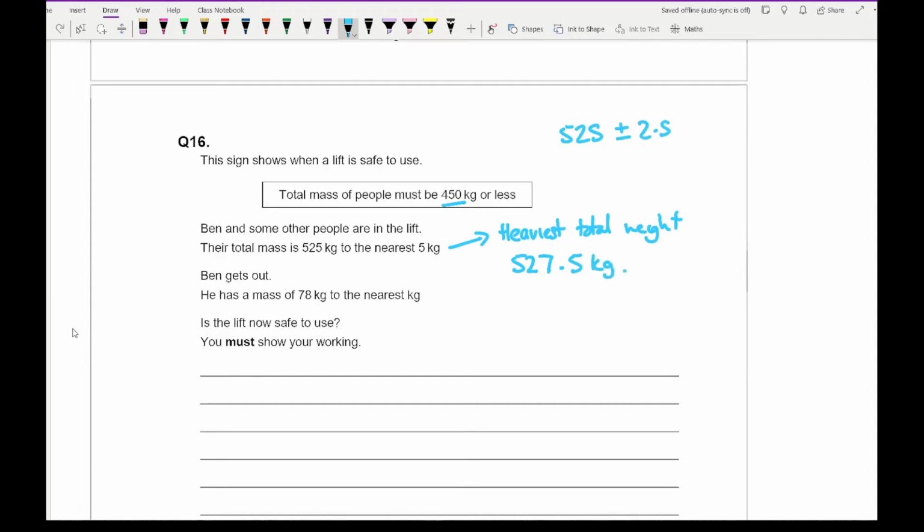Now, for the worst case scenario, I want the lightest Ben. And the lightest Ben could be, to the nearest kilogram, is going to be 77.5 kilograms. So here, if I then do 527.5 take away 77.5, and let me just type that into my calculator now, I get an answer of 450. So again, in the worst case scenario, it's going to be safe. So yes, it will. Oh, not with 3 L's. It will be safe.